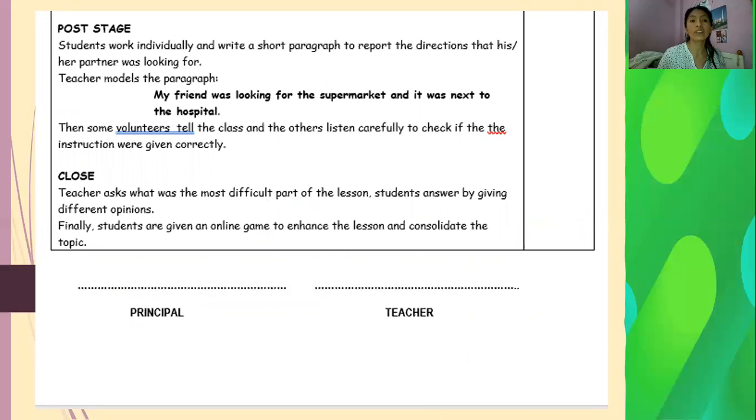The final part, the first stage. Students work individually. They are going to report what their partner has said. The teacher models the paragraph, and then the student is going to report freely. Please try not to correct the mistakes. The teacher can call some volunteers to the class, and other students listen carefully and check the mistakes. Finally, the teacher asks what was the most difficult part of the lesson.